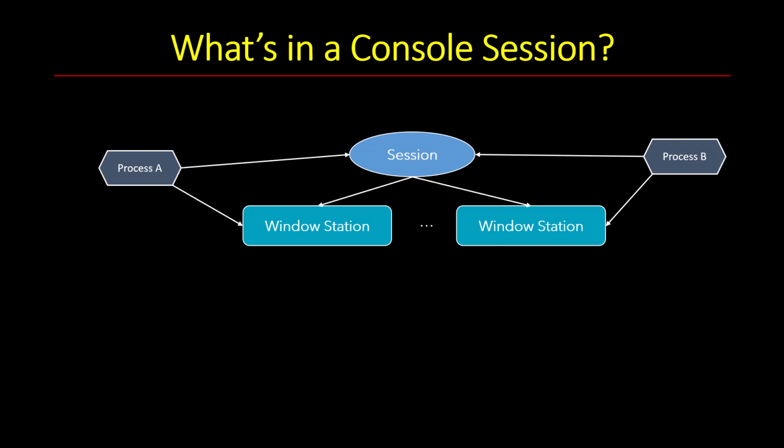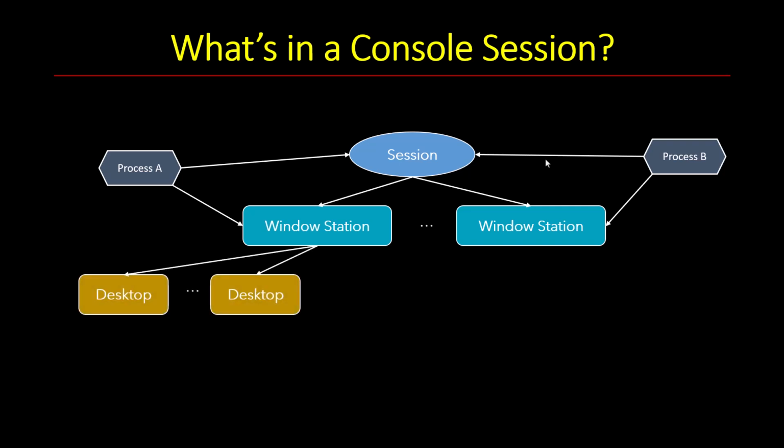So in this little example, we have process A that is part of this session, but it is attached to this Windows Station. Process B is part of the same session, but it is attached to a different Windows Station. So why does it matter, and why would I want to create Windows Stations to begin with? Let's dig deeper into Windows Stations and what each one contains.